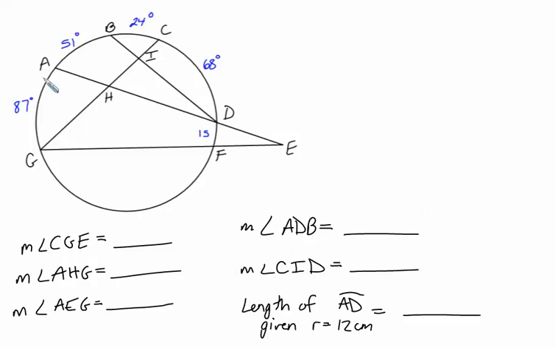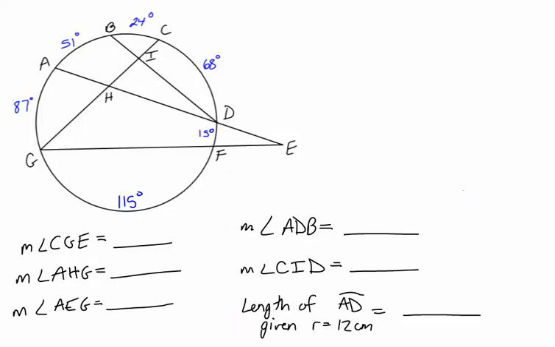So the first thing that we're going to look at is we have a full circle, and we have a number of the degree measures specified here. We need to figure out what the missing degree is for arc GF down below. Since the whole circle has to add up to 360, we can take 360 and subtract away the pieces we know, which would be the 87, the 51, the 24, the 68, and the 15. When we subtract all those numbers, we get 115 degrees for arc GF.